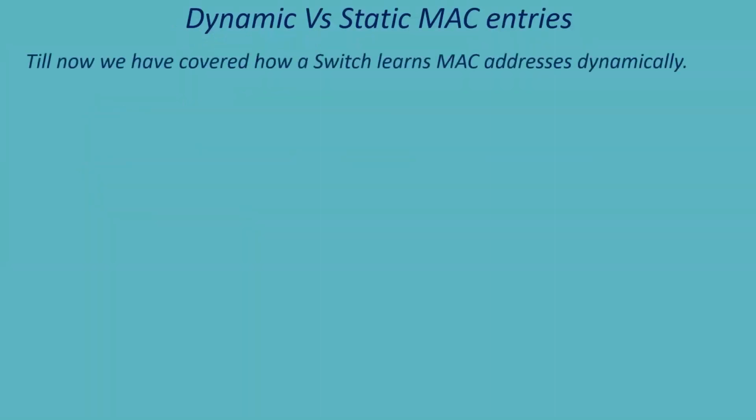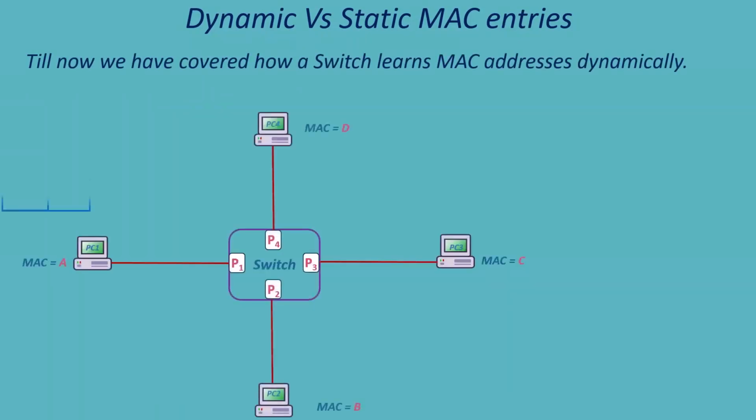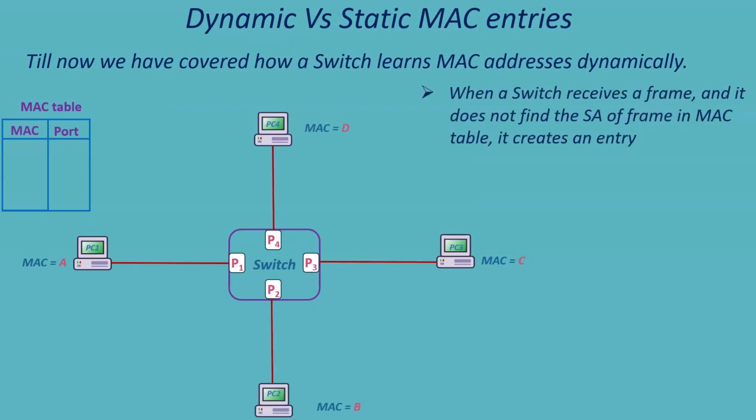Up till now, whatever we have covered falls under the category of dynamic entries. Why do we call them dynamic entries? Because whenever a switch receives a frame, it checks the source address field, and if that MAC address is not in the MAC table, it learns it. So this is what is known as a dynamic entry.